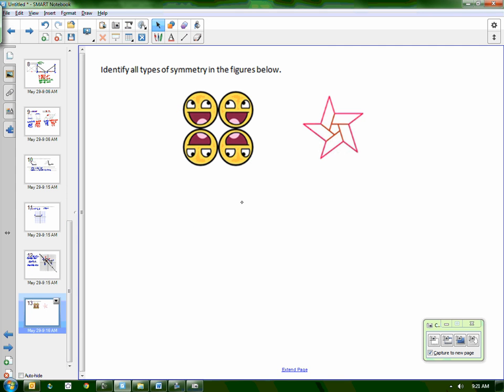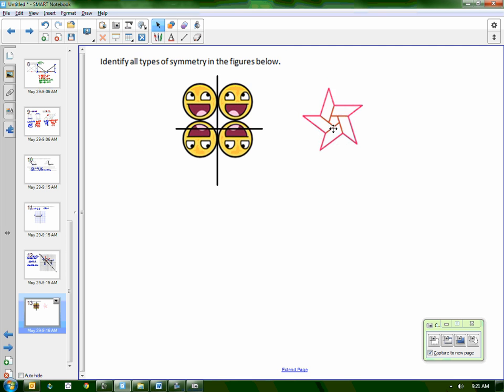The last thing is types of symmetry. So types of symmetry, let's see, if I mirror this across that line of reflection, that's line symmetry. I also have line symmetry here. I don't think you have any rotational symmetry, although it looks like you kind of want to say you do, but you don't in this problem.